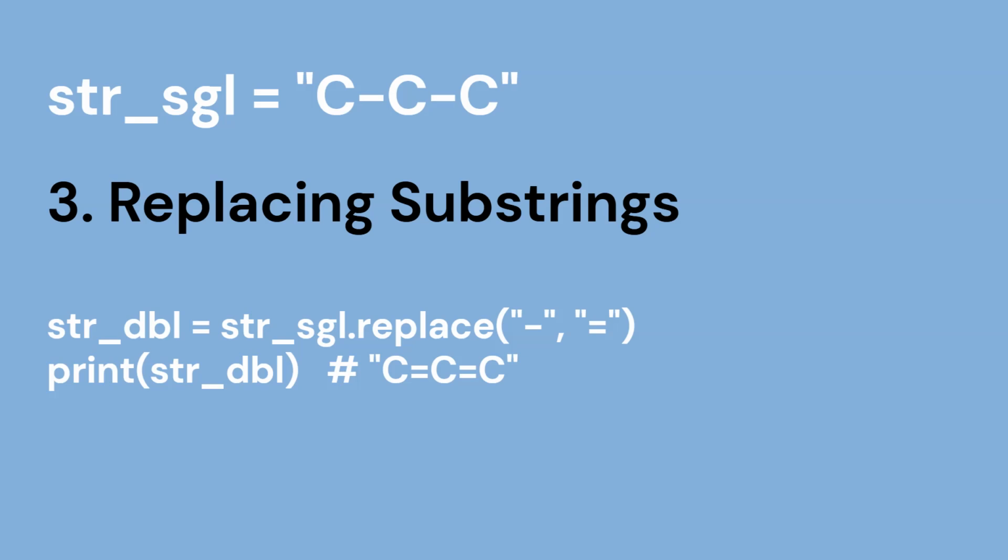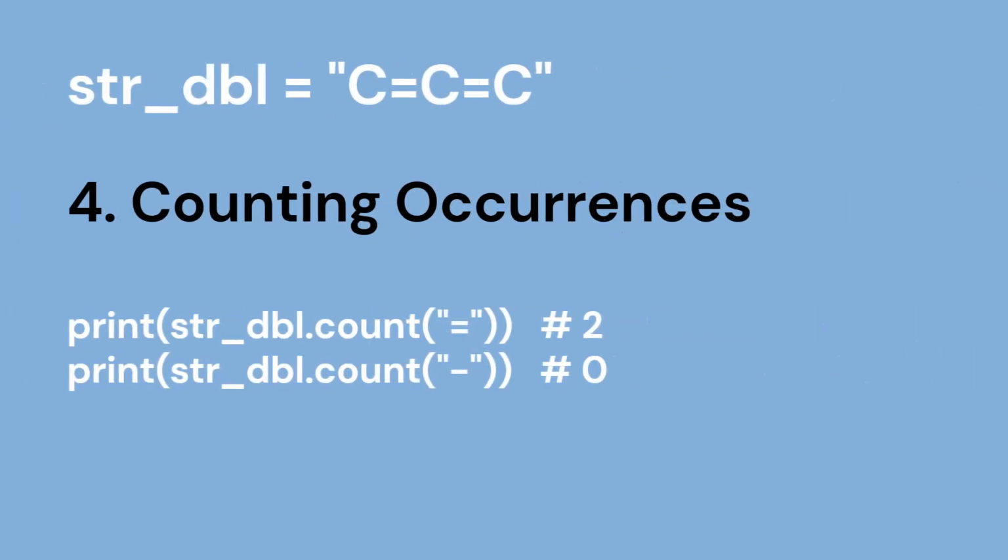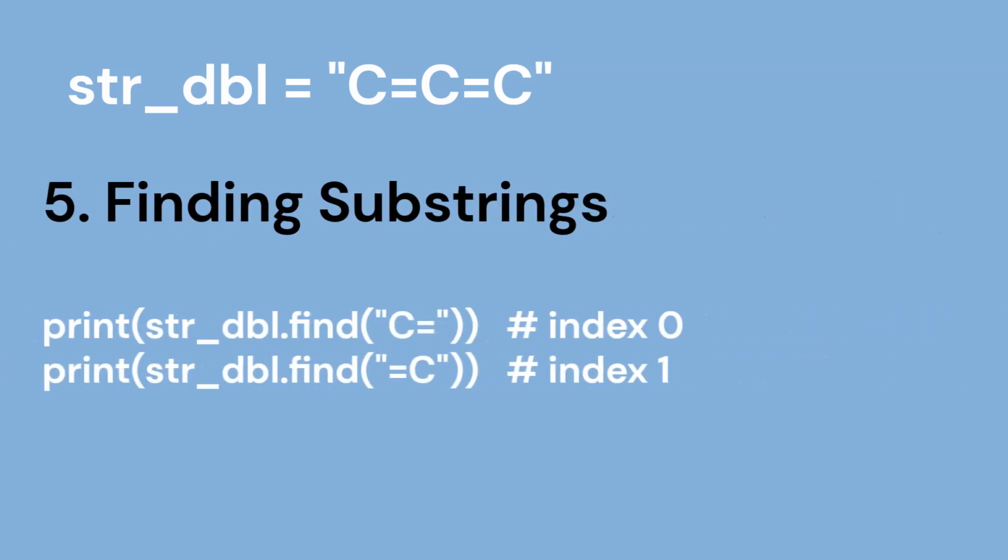Organic chemists rejoice. 4. Counting occurrences. Print string_double.count("=") gives 2. Print string_double.count("-") gives 0. Counting bonds is as easy as count. No need to balance equations by hand. 5. Finding substrings. Print string_double.find("C") gives 0. Print string_double.find("=C") gives 1. Dot find tells you where a substring first appears, like locating functional groups in a molecule.